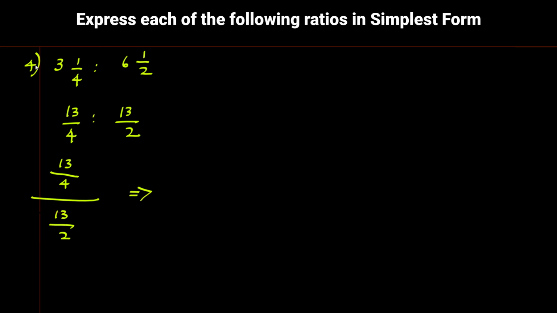So what is the result? We have 13 by 4 into 2 upon 13. So the fraction of the denominator gets reciprocated and we get 2 upon 13. So now we do the cancellation. We have 2 ones are 2, 2 twos are 4. So we have 1 is to 2. So the ratio in simplest form for the above question is 1 is to 2.